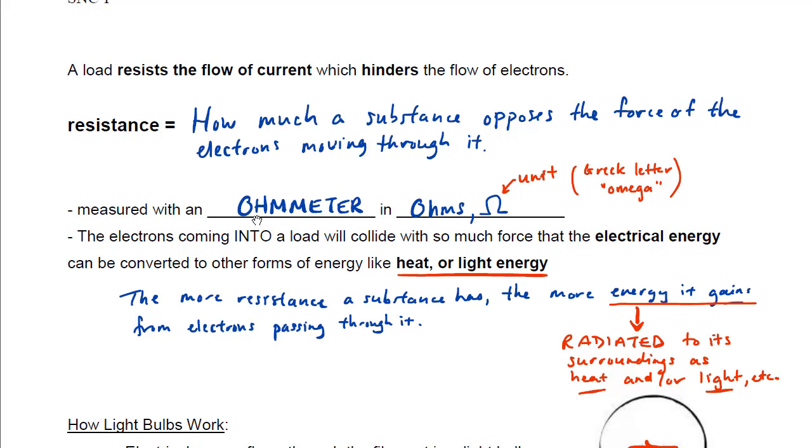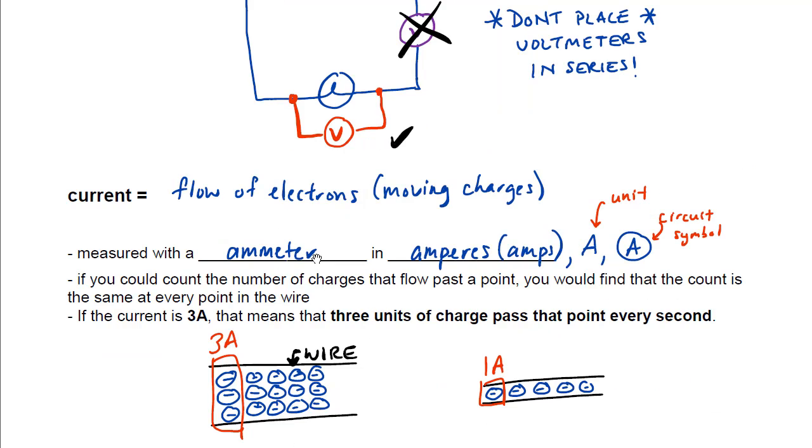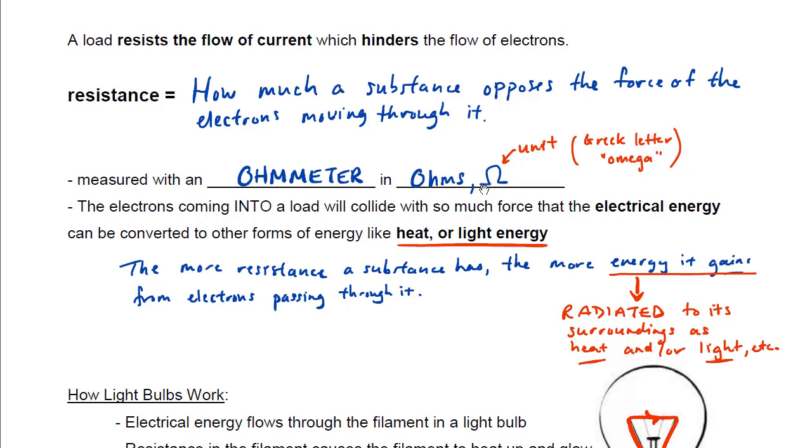Okay, we measure that with an ohm meter, and the unit is an ohm. We use the Greek letter omega as the unit. And so you'll see this quite a bit coming up. Voltmeter to measure volts. An ammeter measures amperes or amps. And an ohm meter measures the resistance in ohms.